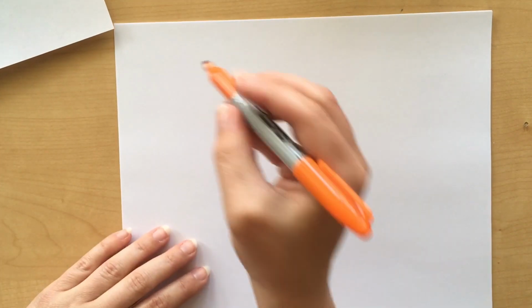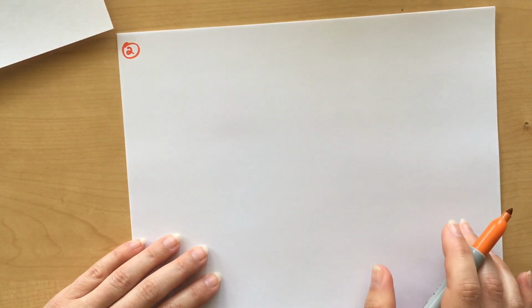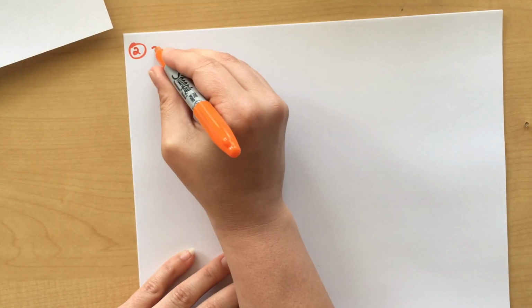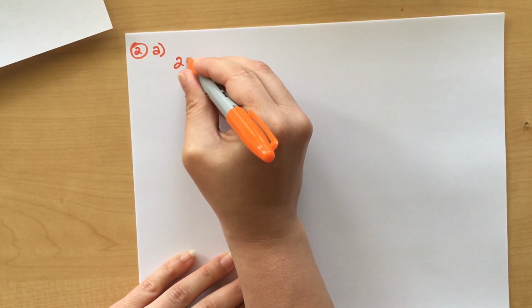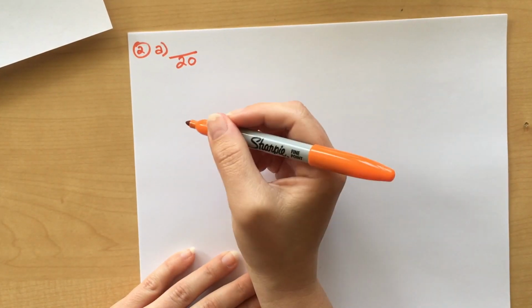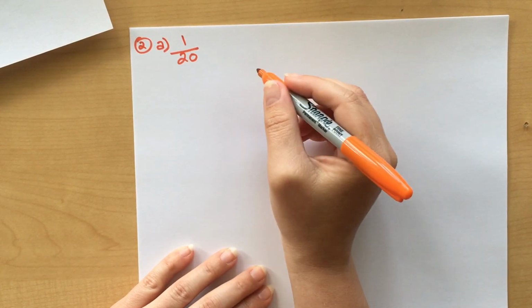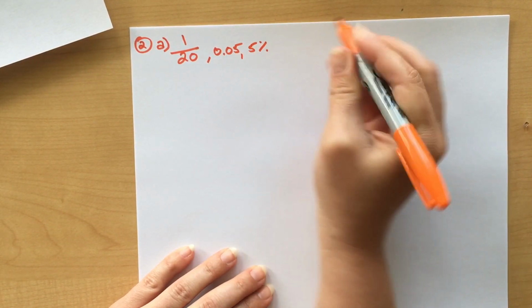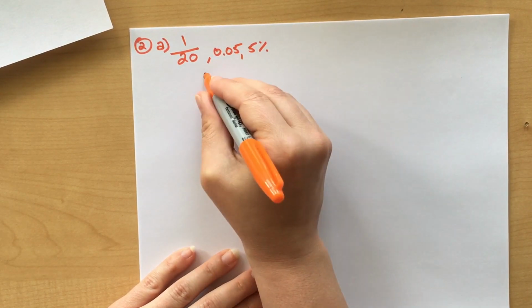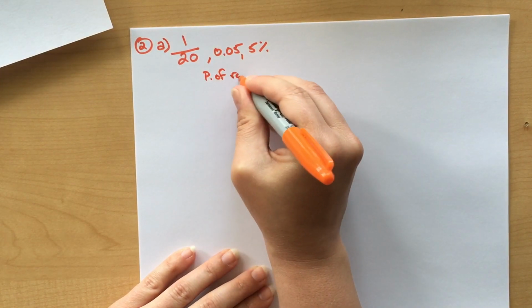For question 2, we have a 20-sided die that's rolled. What is the theoretical probability of rolling a 17? Out of the 20 possible options, there is only one that is 17, so that's a 1 out of 20 probability, or 0.05 or 5%. That's the probability of rolling 17.